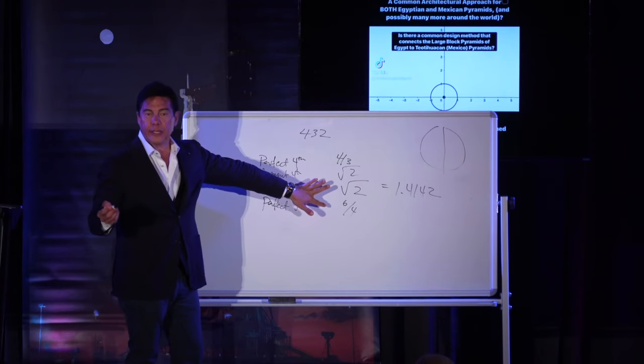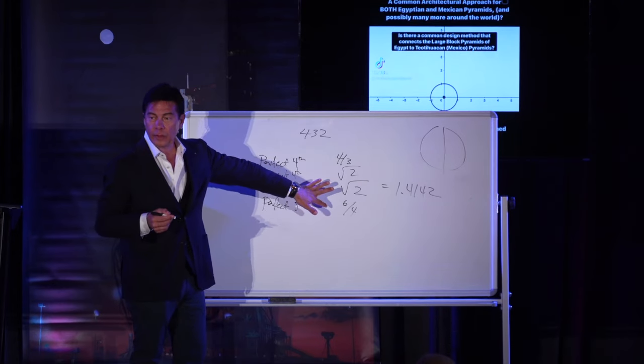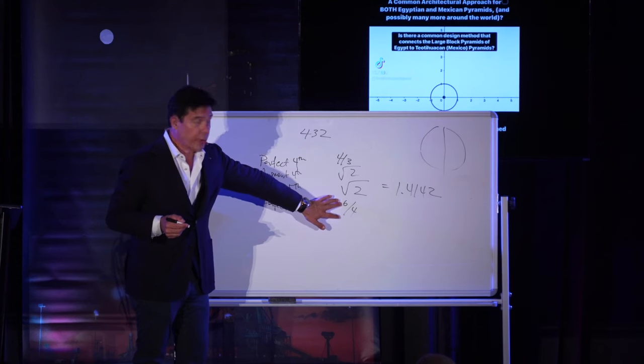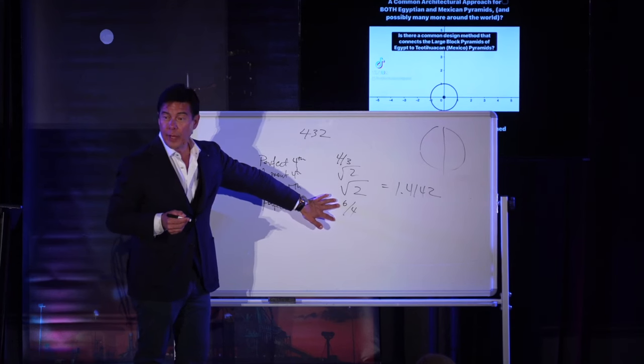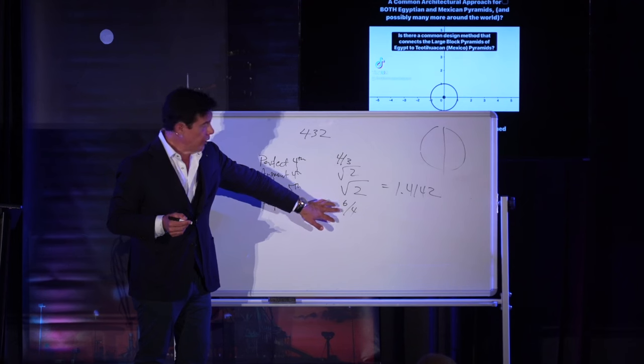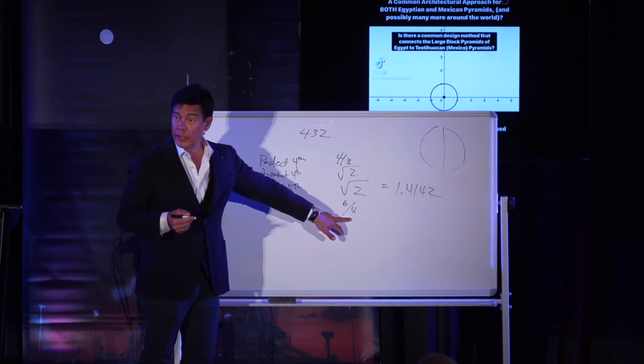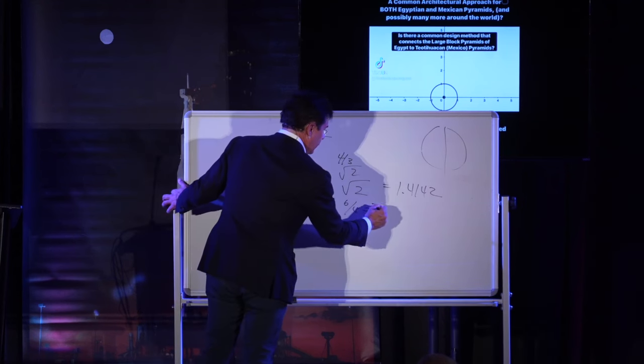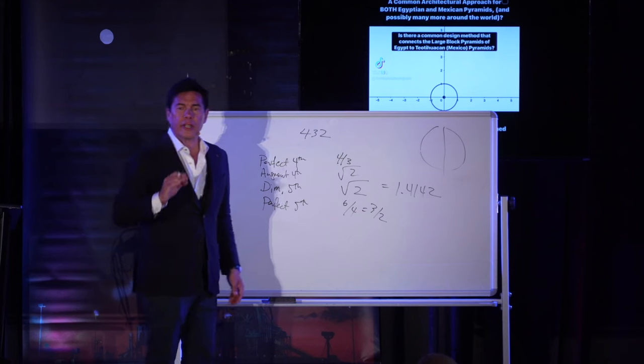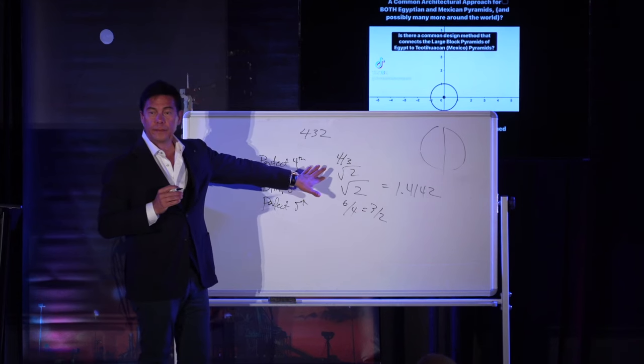Now if I reduce that down, what does that reduce down to? They're both divisible, right, by 2. So 6 divided by 2 equals 3/2. So for the music theorists out there, so far so good?